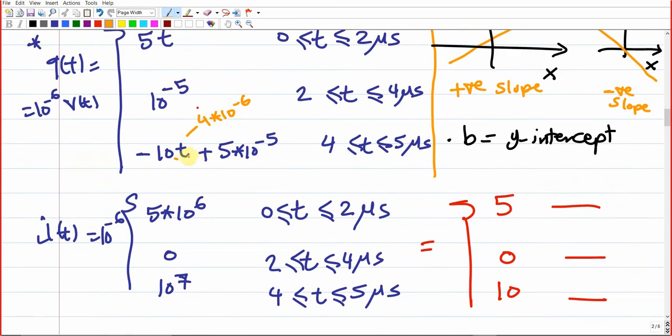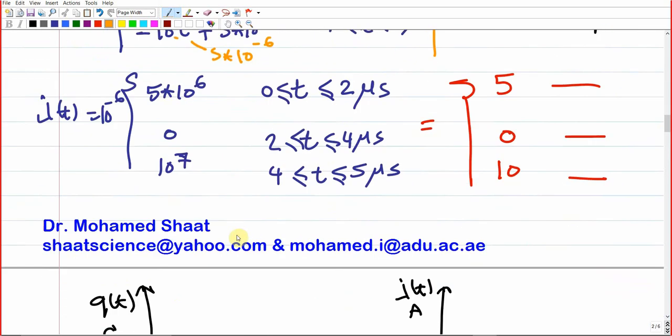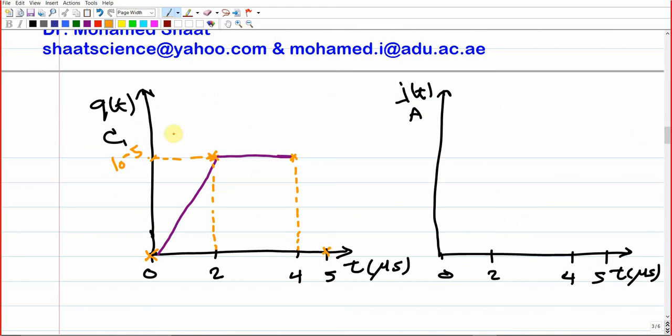When you substitute for t equals 5 here, it's going to be negative 5 times 10 to the power negative 6. The other option, we substitute for t equals 5 times 10 to the power negative 6. This is going to give us negative 5 times 10 to the power negative 5 plus 5 times 10 to the power negative 5, which will be 0. Yeah, this value will be 0 when we substitute for t equals 5. So this is going to give us 0 here. Then your objective is just to connect these two points together. So this is going to give us the graph for the charge.